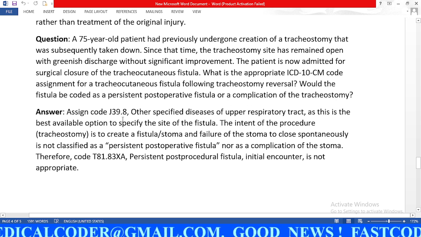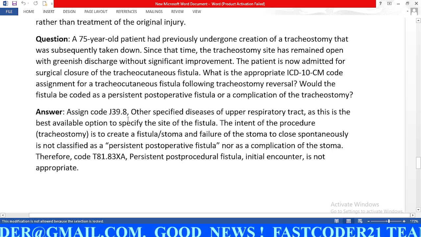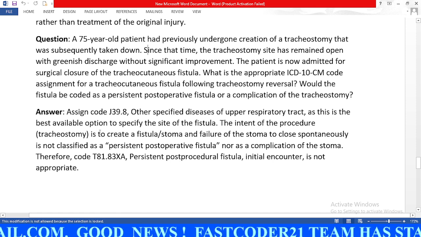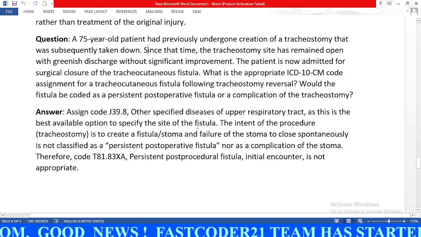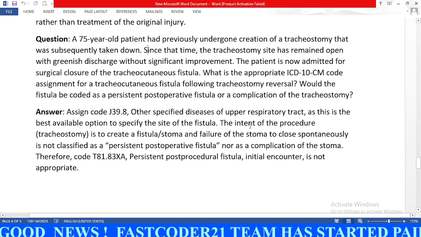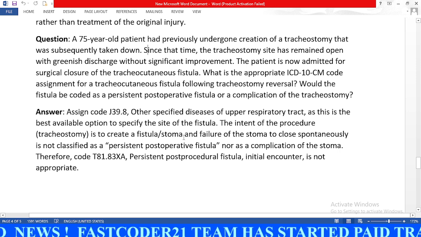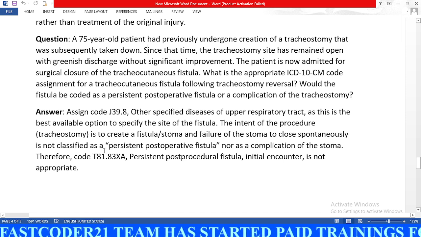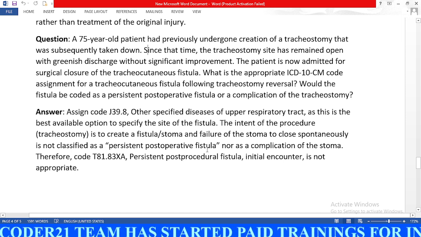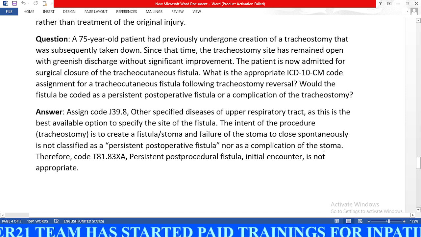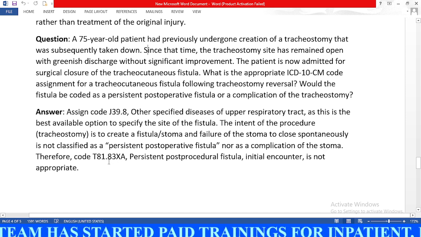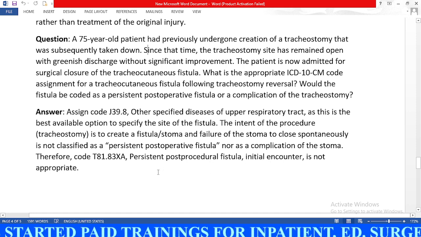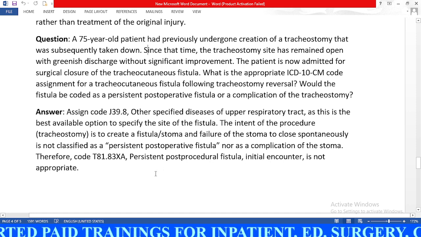Answer. Assign code J39.8, other specified diseases of upper respiratory tract, as this is the best available option to specify the site of the fistula. The intent of the procedure is to create a fistula, and failure of the stoma to close spontaneously is not classified as a persistent postoperative fistula nor as a complication of the stoma. Therefore, code T81 series, persistent post-procedural fistula, initial encounter, is not appropriate.